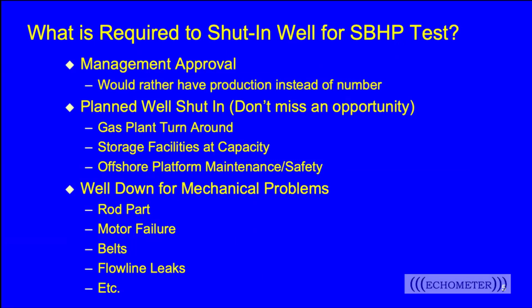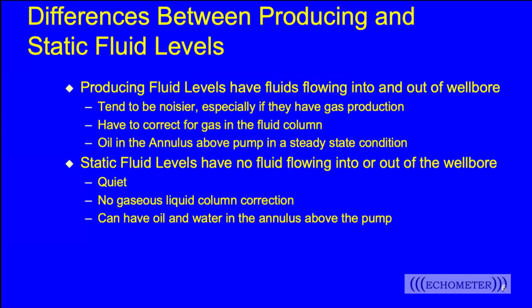Now, there are differences in obtaining static bottom hole pressure and producing bottom hole pressure, between producing liquid levels and static liquid levels. We're all used to acquiring producing liquid levels. This is something we do routinely on a day-to-day basis. We go out there and we shoot liquid levels on producing wells. These tend to be noisier, especially if there's gas production in the well. We tend to have more background noise. We have a gaseous liquid column, so we have to correct for the amount of gas in the liquid column. And generally, on a pumping well that's in a steady state or a stabilized condition, all the liquid in the annulus above the pump is oil.